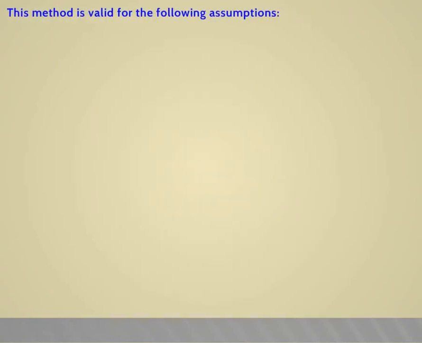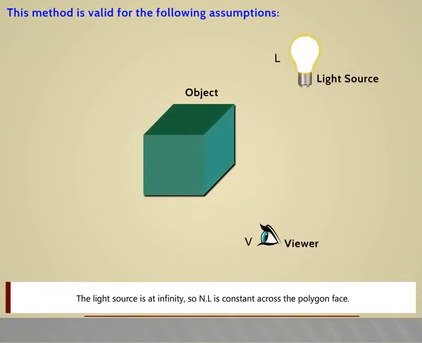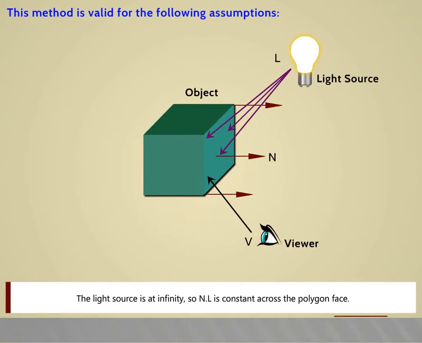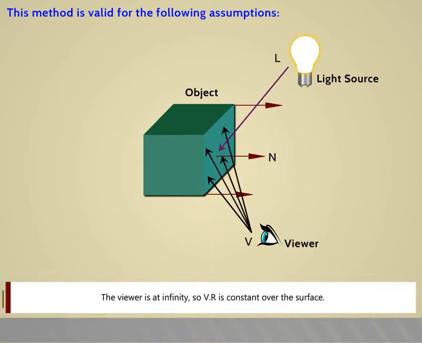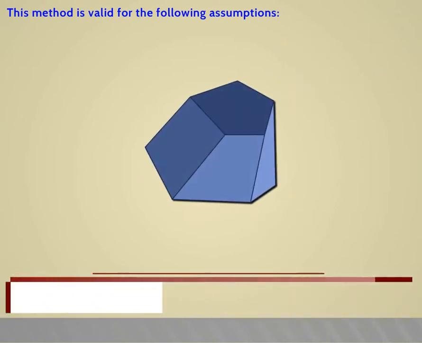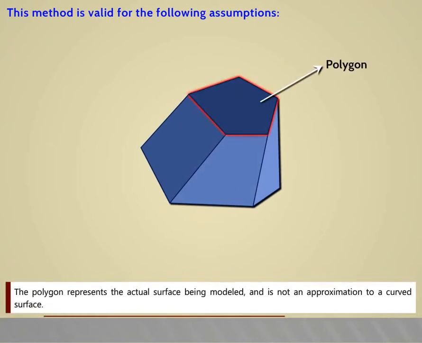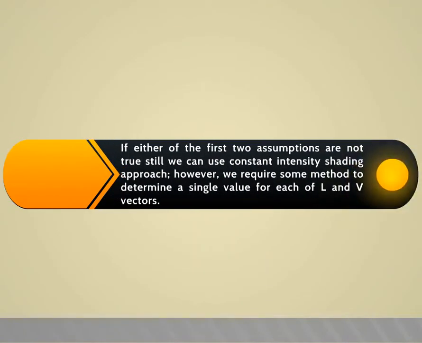This method is valid for the following assumptions. The light source is at infinity, so N·L is constant across the polygon face. The viewer is at infinity, so V·R is constant over the surface. The polygon represents the actual surface being modeled and is not an approximation to a curved surface. If either of the first two assumptions is not true, we can still use the constant intensity shading approach. However, we require some method to determine a single value for each of the L and V vectors.